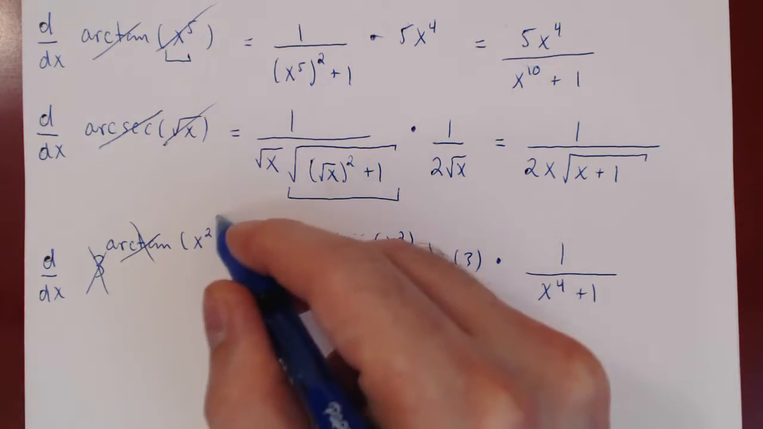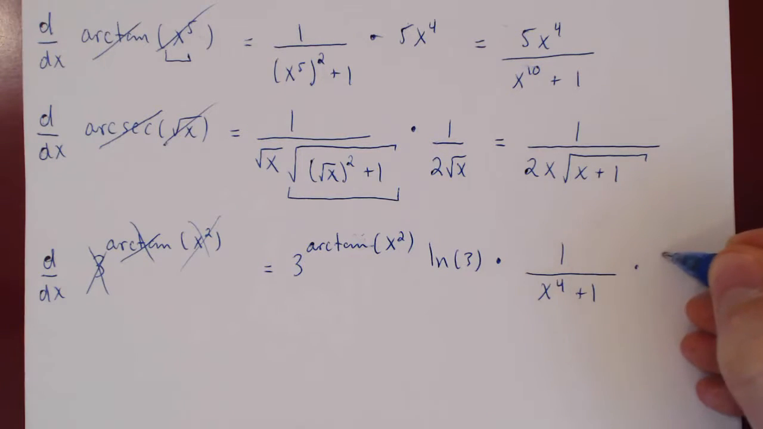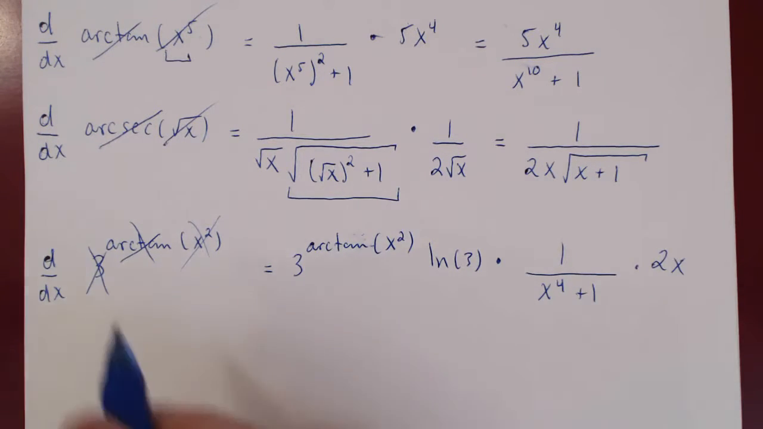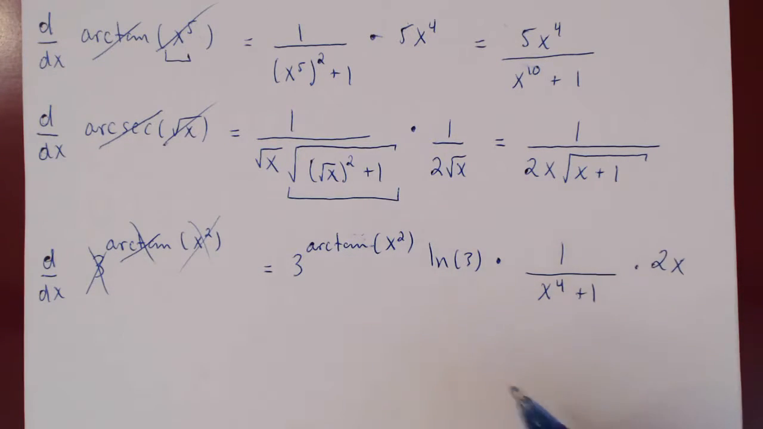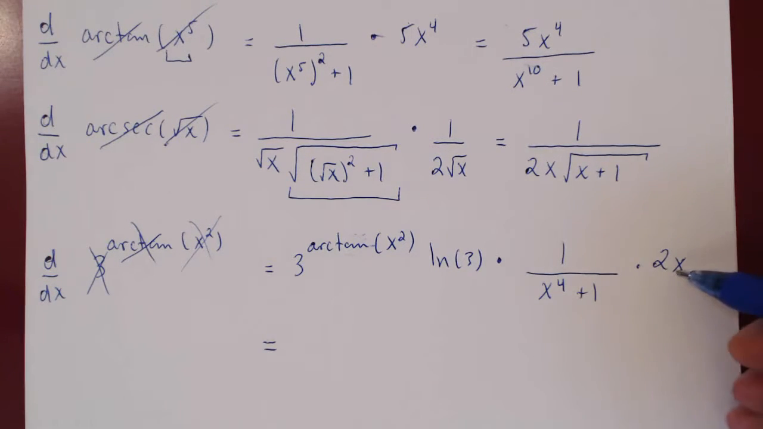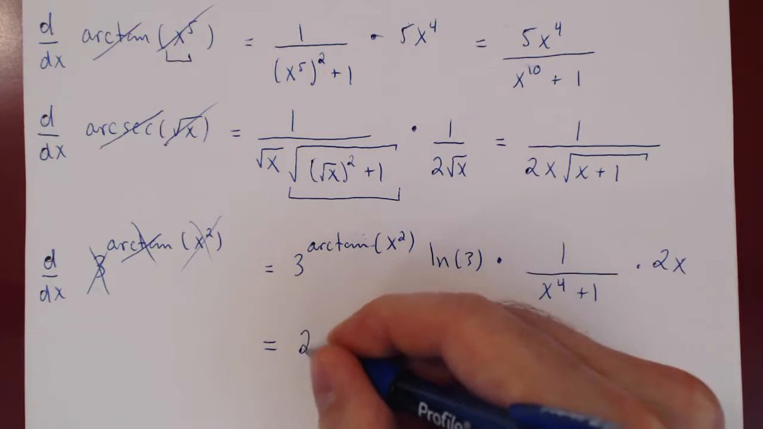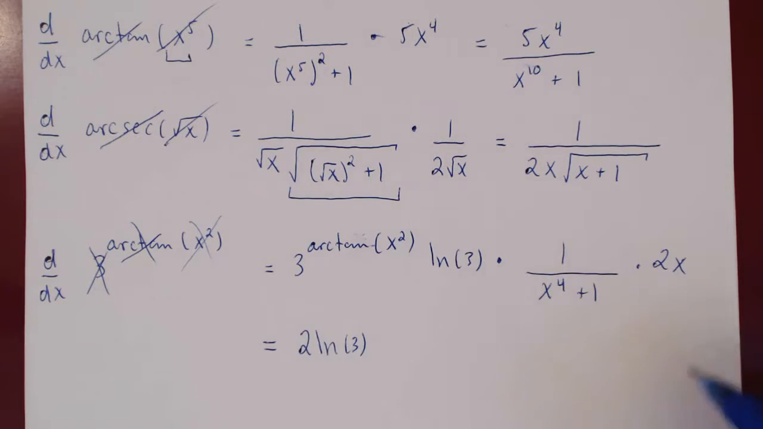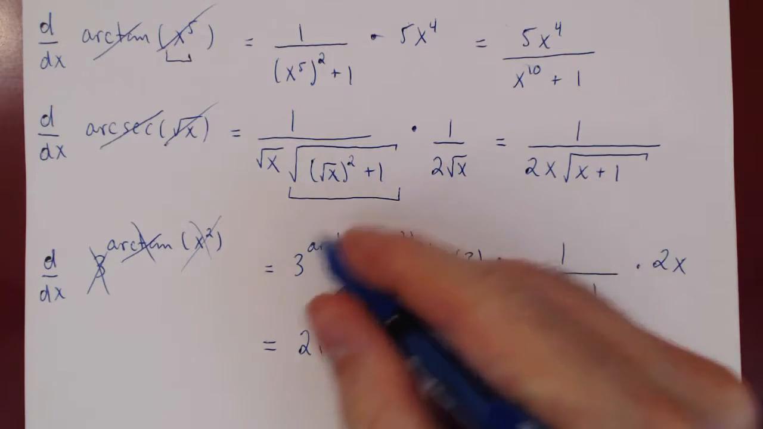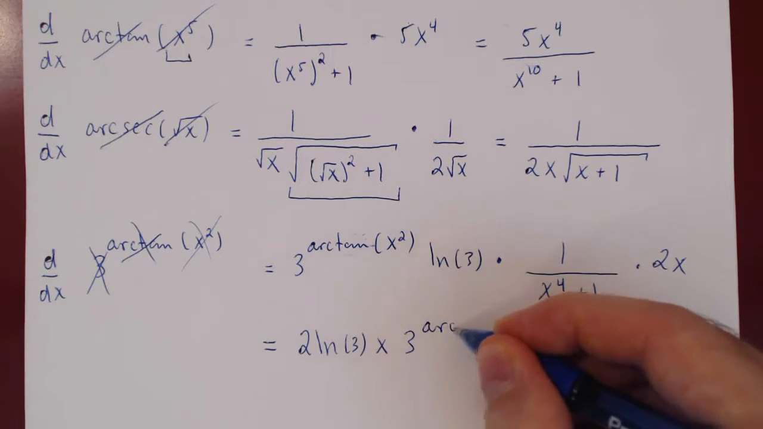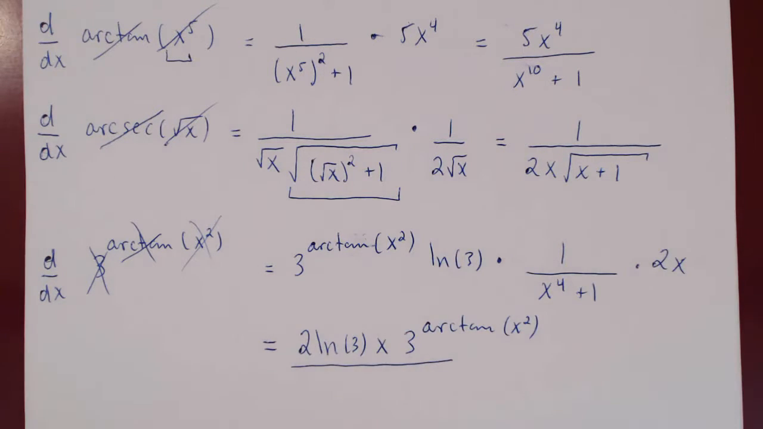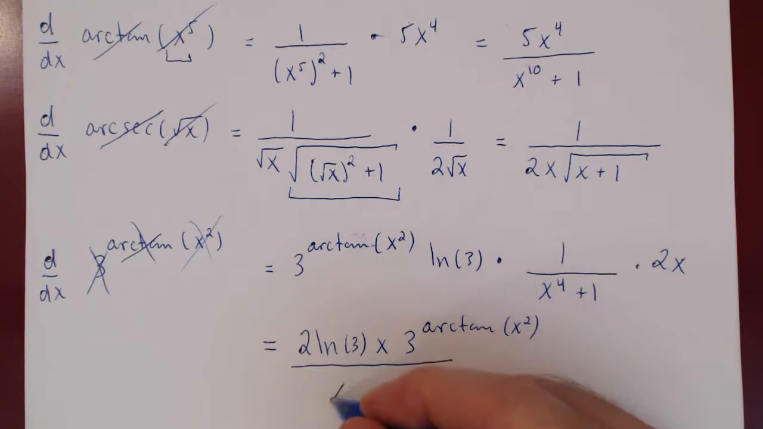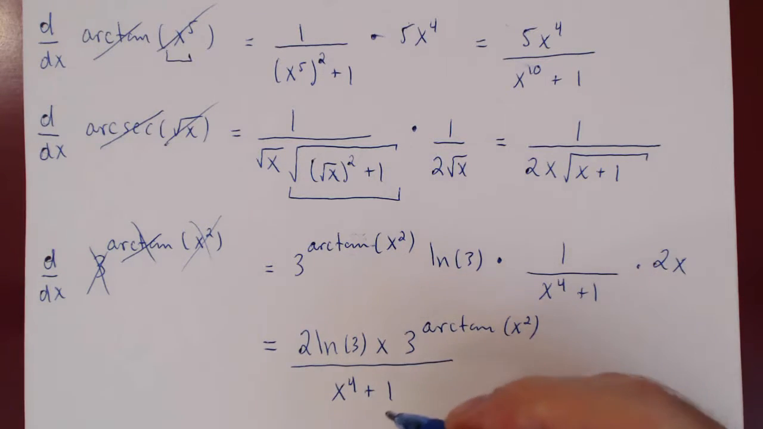Times the derivative of what's left over. What's left over is x squared. The derivative of x squared is 2x. And that is now the derivative of this function. We can write this in a slightly nicer form by regrouping as a single fraction. We'll have 2 ln of 3, so the constant terms first, times x, times 3 to the arctangent of x squared, the whole thing divided by x to the 4 plus 1. So there you have it.